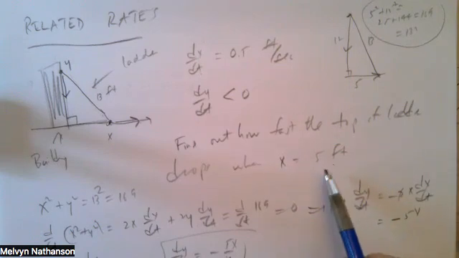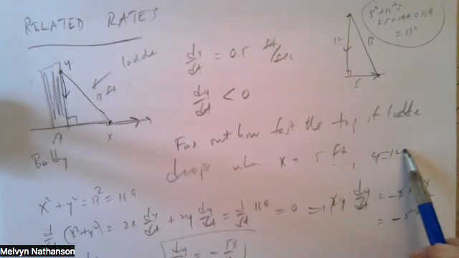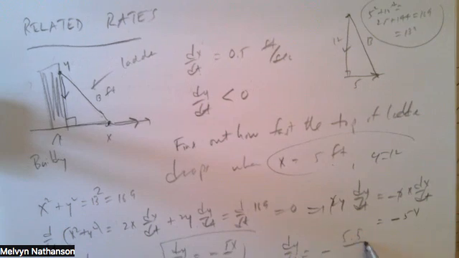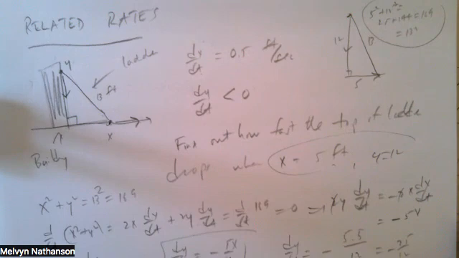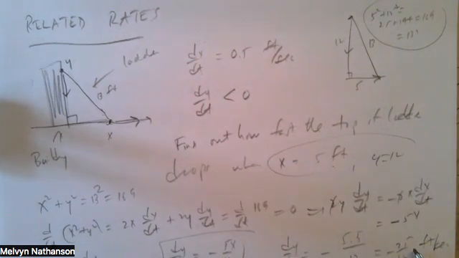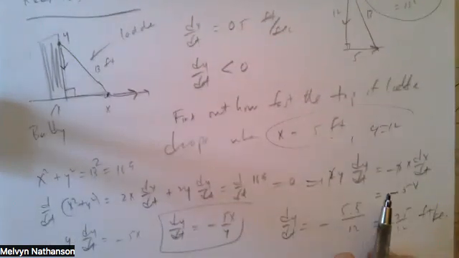And when x is equal to 5, y is equal to 12. So dy/dt will be minus 5 times x, which is 5, over y, which is 12. So this is minus 25 over 12 feet per second. So at the point when you are on the ladder 12 feet high, you're falling at a rate of 2 1/12 feet per second, minus 25 over 12 feet per second.